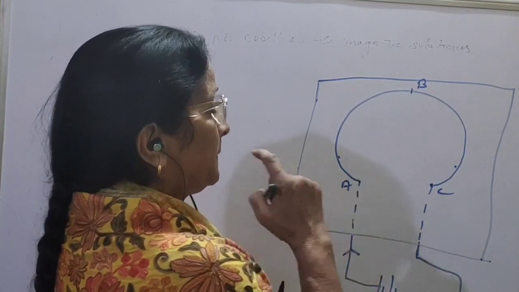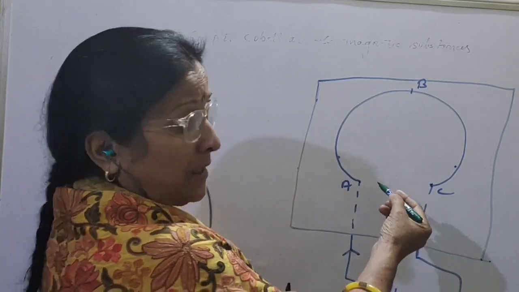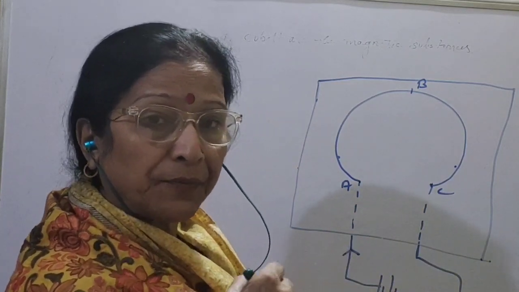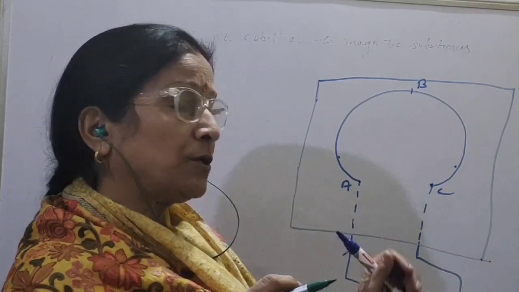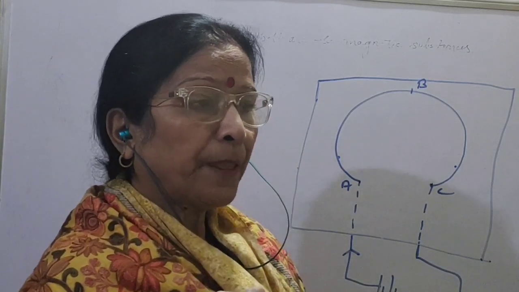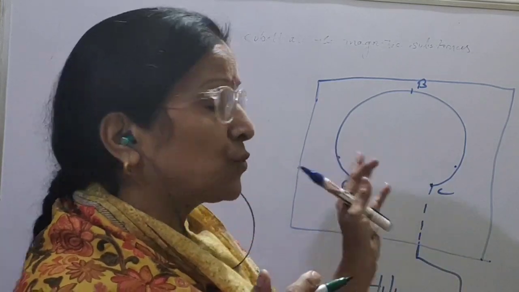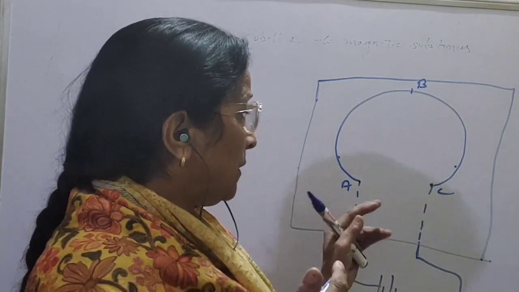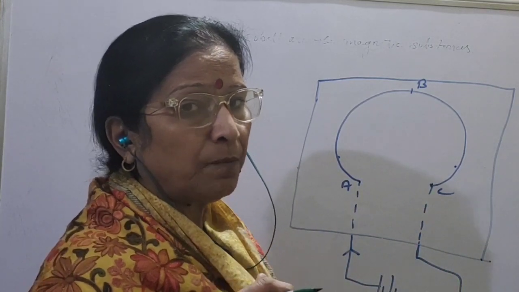Now we keep the magnetic needle at one end of the conductor, suppose at A, and then we find the direction of magnetic field around it. Before that, before switching on the current in the circuit, we keep the magnetic needle here. This is not a coil, we have taken just a circle, just a loop. We keep the magnetic needle here and we don't see any change in the direction of the magnetic needle.